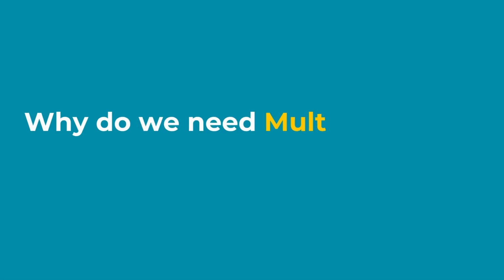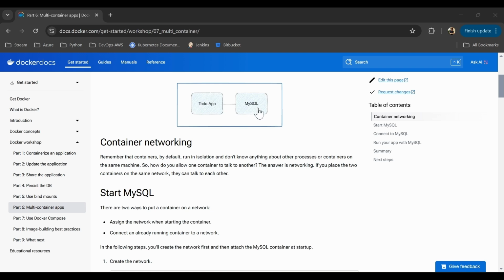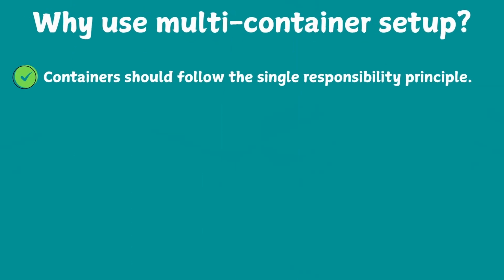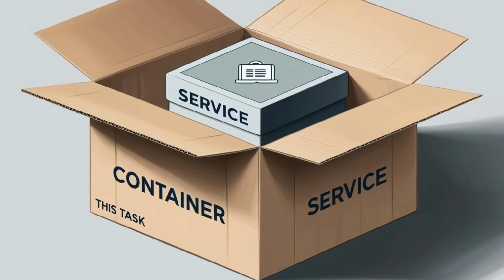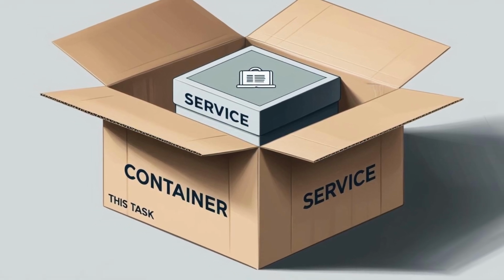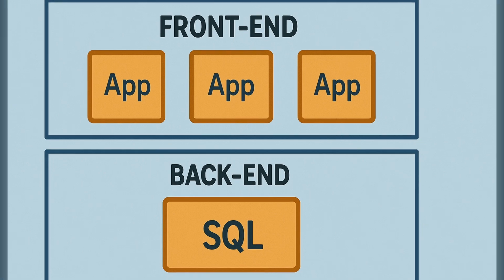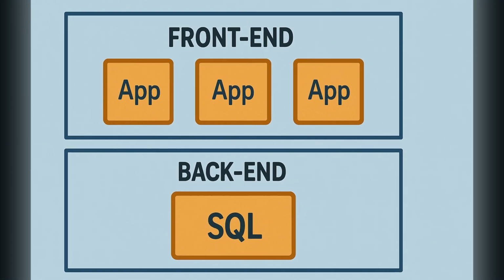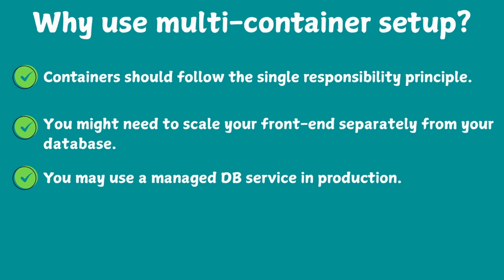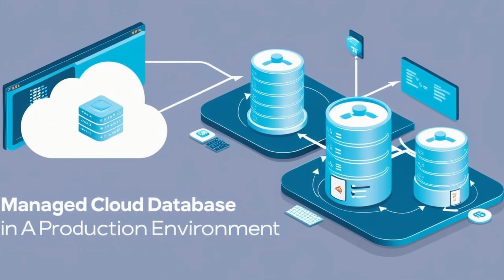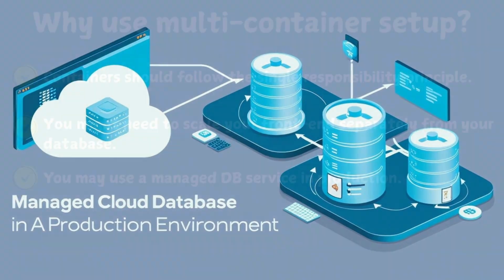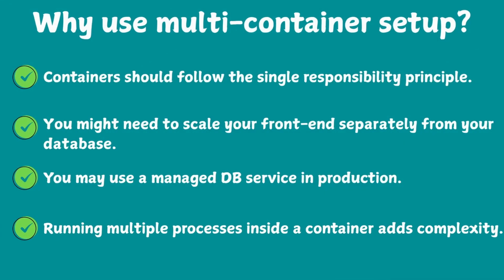Now you might be thinking, why have two different containers? Why not install MySQL in just one container? Like, why can't we do that? But yeah, that's a bad idea. First of all, one container must do one particular task, or it must host one particular service, so that it follows the single responsibility principle. Then there might be a case where you want to upscale your front end. So if you have MySQL and your application, both the services running in the same container, upscaling just the front end won't be possible. So that is one reason. Then in production, you might think about using managed database services from cloud, Azure, AWS, or Google. Running multiple processes inside a container adds a lot of complexity.